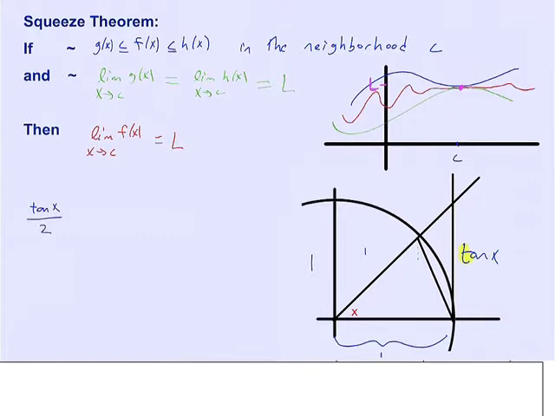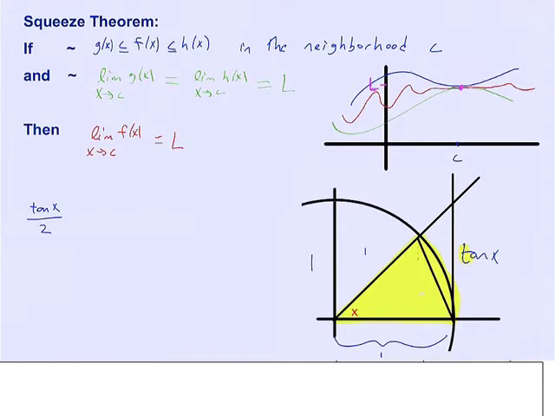A slightly smaller shape is this circle sector in here, which you can see is smaller than the triangle I just drew, but bigger than that innermost triangle. So smaller than tangent of x over 2 would be this circle sector. And you might not remember this, but we'll come back to it later in the year.